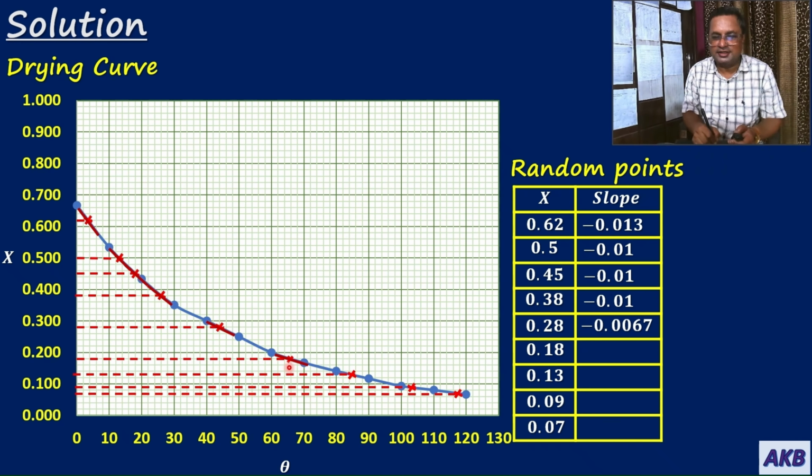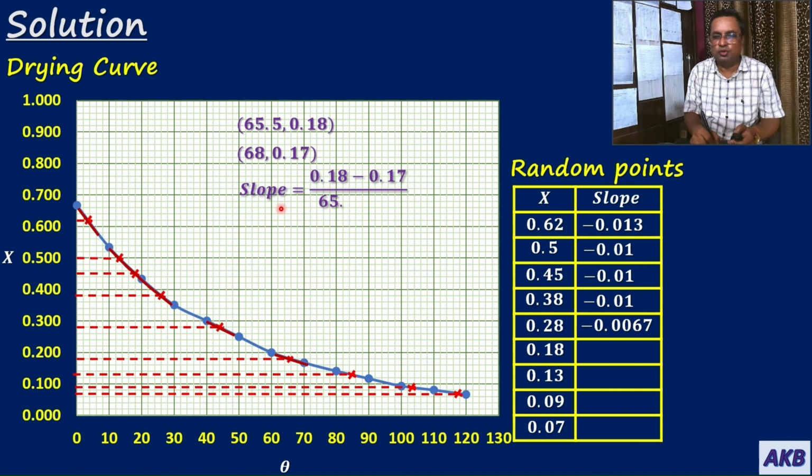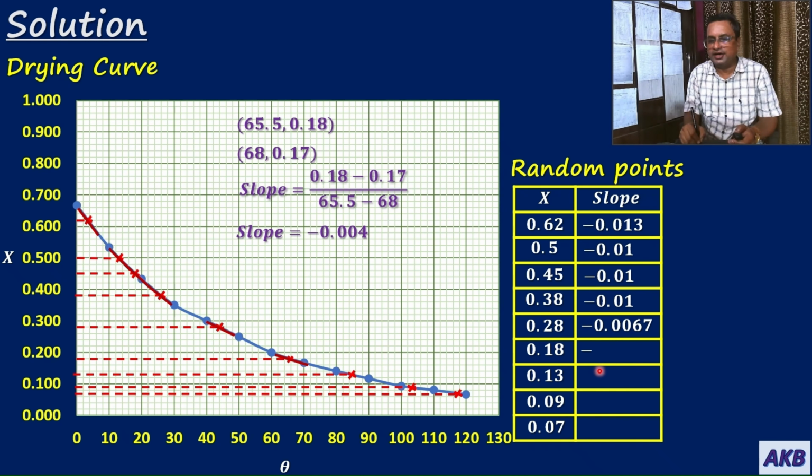Now let us draw tangent at this point. So I have drawn tangent at this point. The 2 points on this tangent are 65.5, 0.18, and the other point is 68, 0.17. You can choose any 2 points on this tangent, the tangent that you have drawn. So therefore, in this case, slope is 0.18 minus 0.17 divided by 65.5 minus 68, and that gives us slope as minus 0.004. So at x is equal to 0.18, slope is minus 0.004.